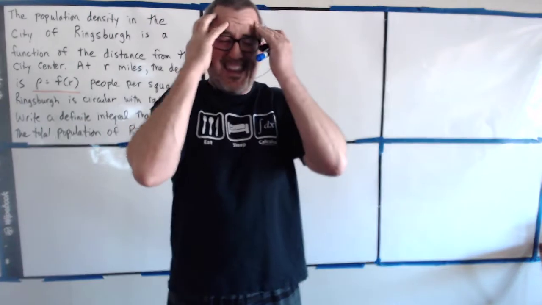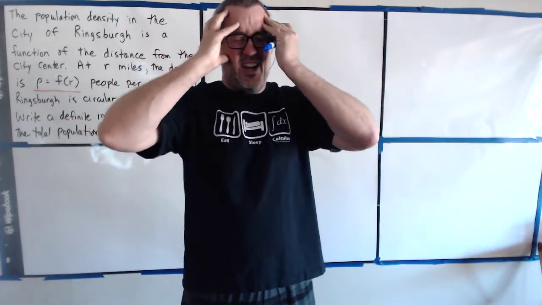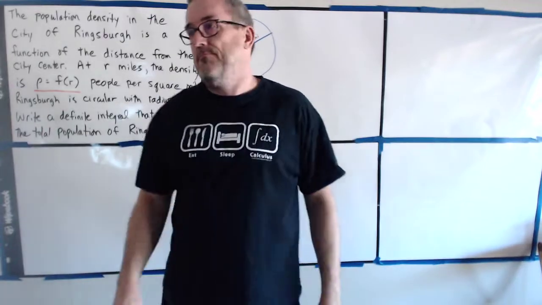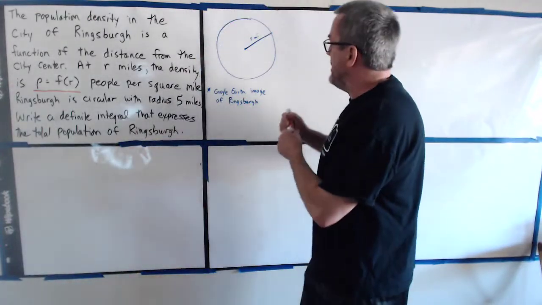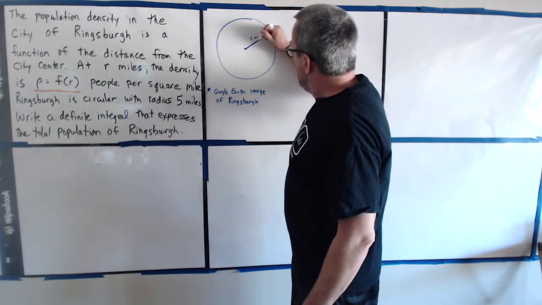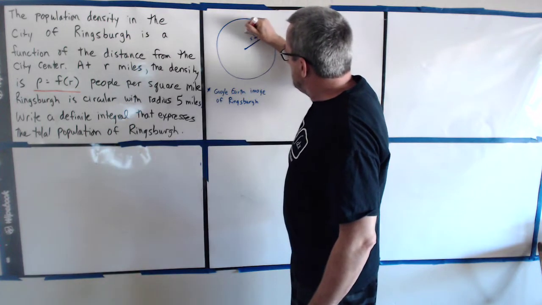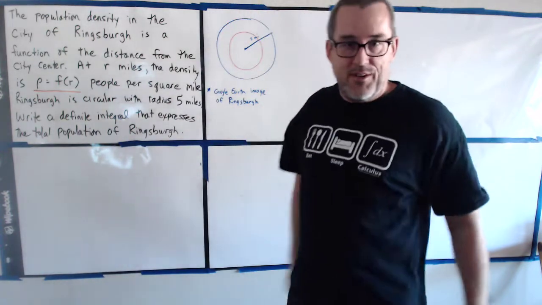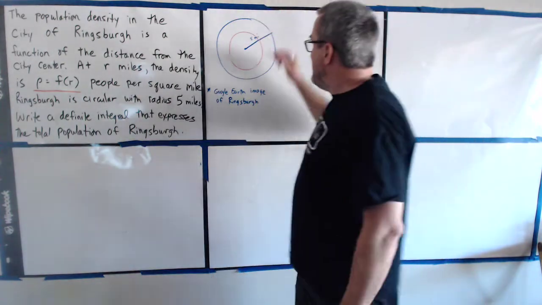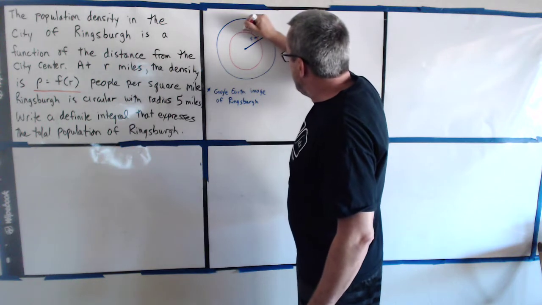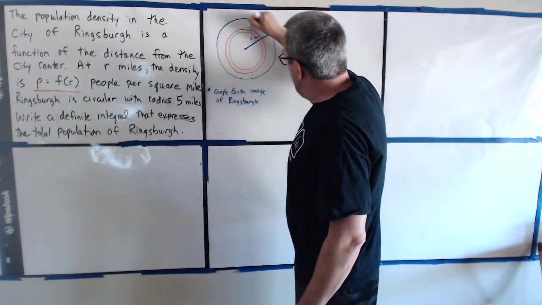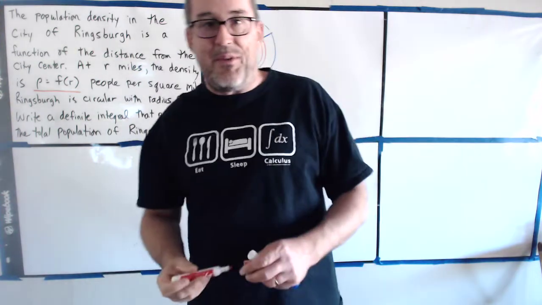So again, we're not going to focus on a specific function here. We just want to be thinking about what does a slice look like and what stuff are we going to sum up. So a slice would be something like this. Can you imagine a perfect circle around the city center? Pretend that that's a perfect circle. That is infinitesimally thick or thin.